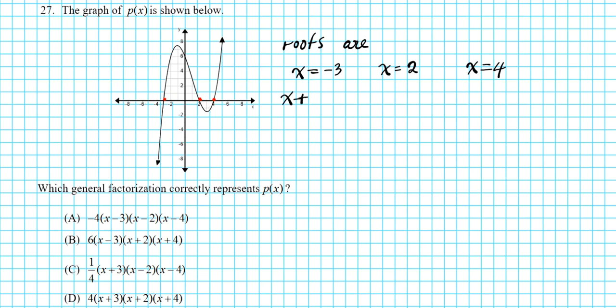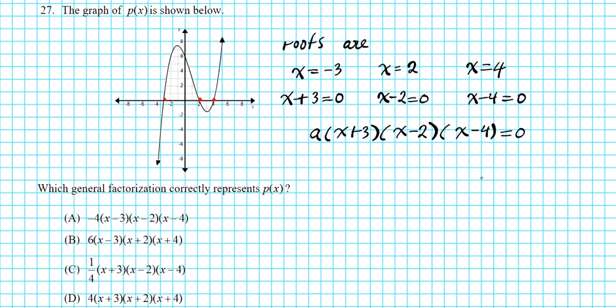So we add 3 to both sides here, x plus 3 equals 0. Subtract 2 from both sides here, x minus 2 equals 0. And then subtract 4 from both sides here, x minus 4 equals 0. Now, going back, the reverse of the zero product property, we're going to have a times x plus 3 times x minus 2 times x minus 4 equals 0.